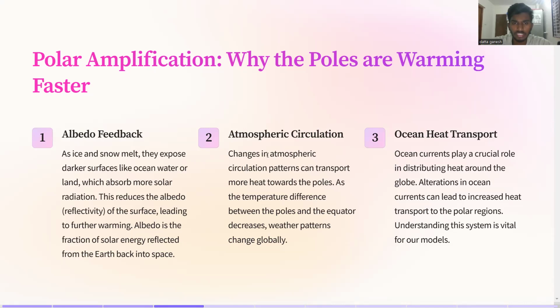Albedo is the fraction of solar energy reflected from the Earth back into space. Atmospheric circulation. Changes in atmospheric circulation patterns can transport more heat towards the poles. As the temperature difference between the poles and the equator decreases, weather patterns change globally. Ocean heat transport.